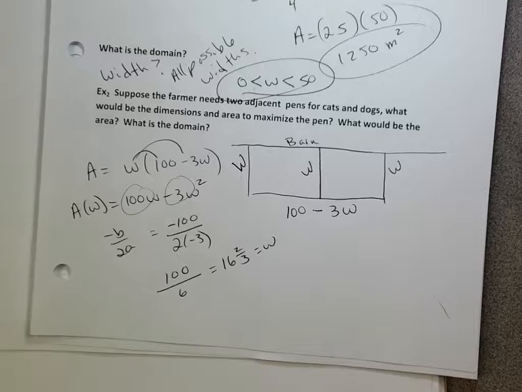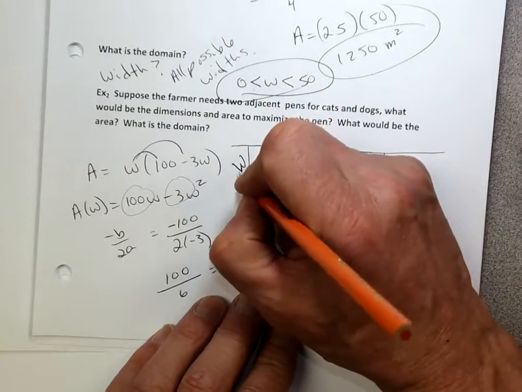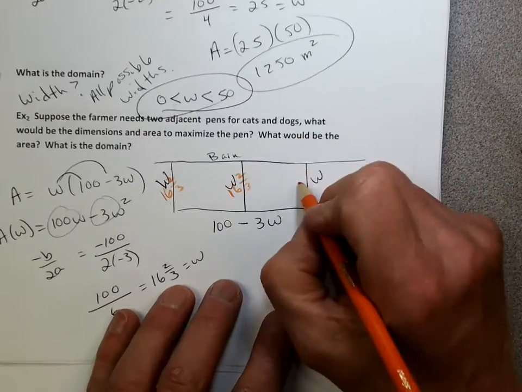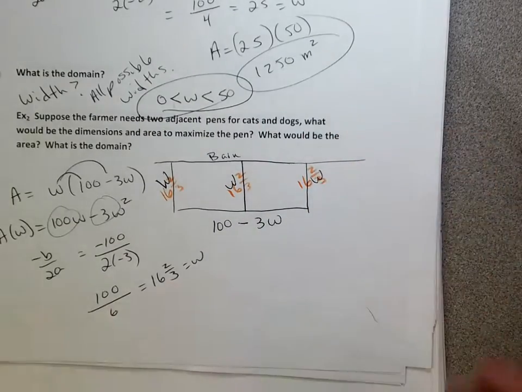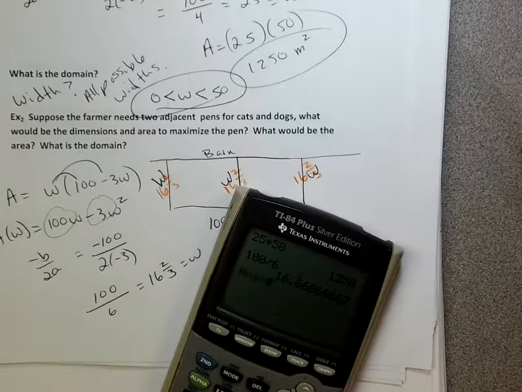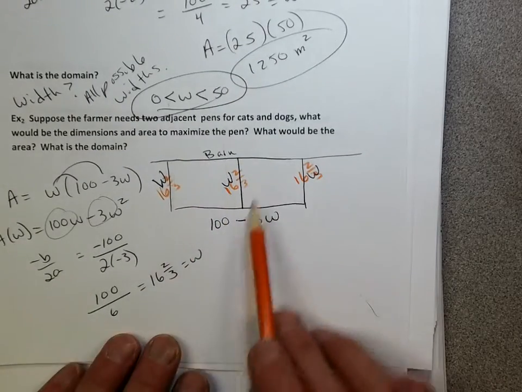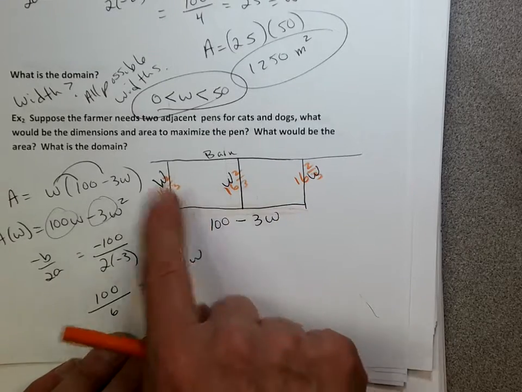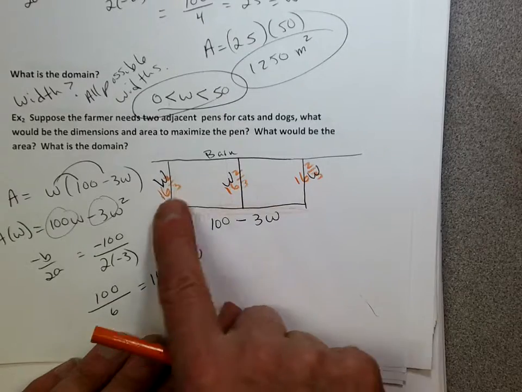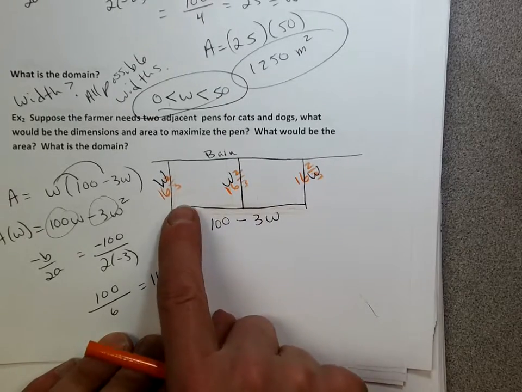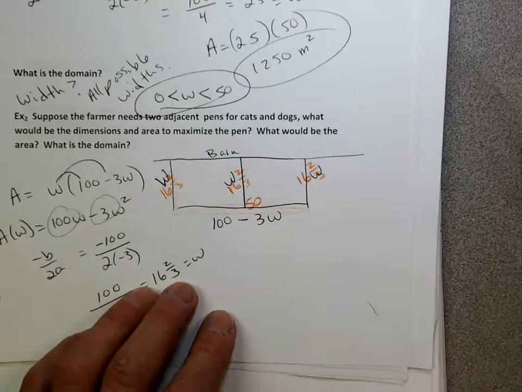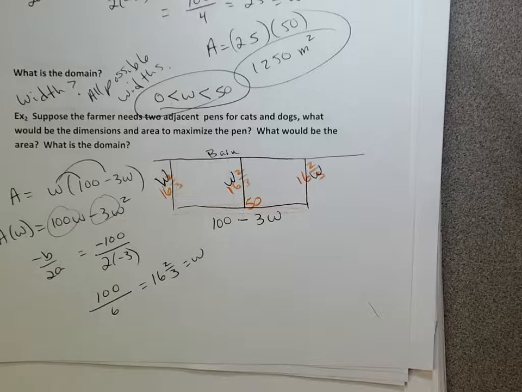So if I went and said, okay, I'm going to make this 16 2/3, 16 2/3, 16 2/3. Let's see, if I multiply that answer times 3, I got 50, so I've used up 50. So this would have to be 50 also, right? If I've got 100, this plus this makes 50, this plus this makes 50. So I'd have 50 left over for this piece right here, okay? So if I built my fence in this fashion, I'd maximize my area, okay?